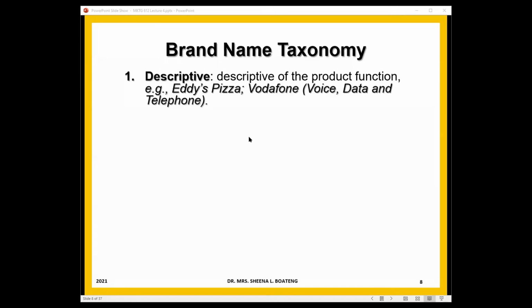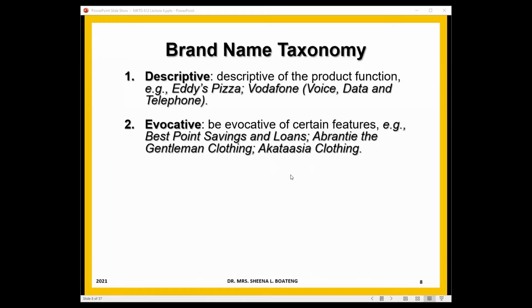Again, in terms of brand taxonomy, we can talk about evocative names, which are evocative of certain features. So for instance, if I say Best Point Savings and Loans, what does it evoke in terms of the features of their product?